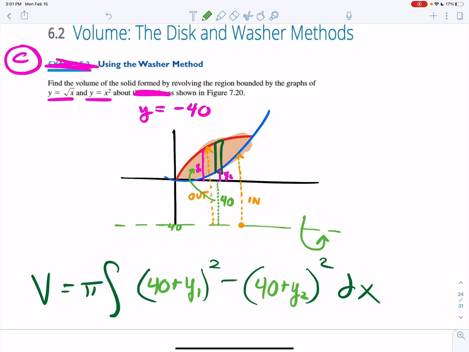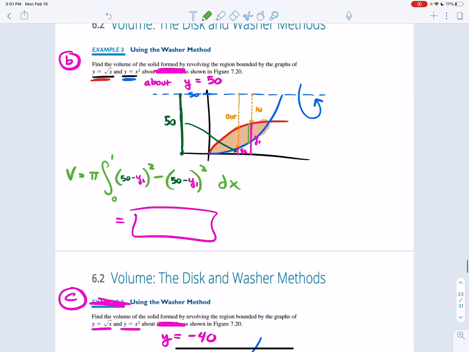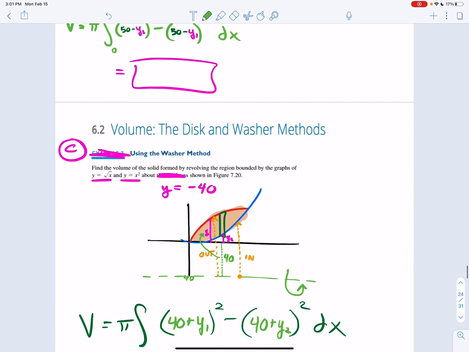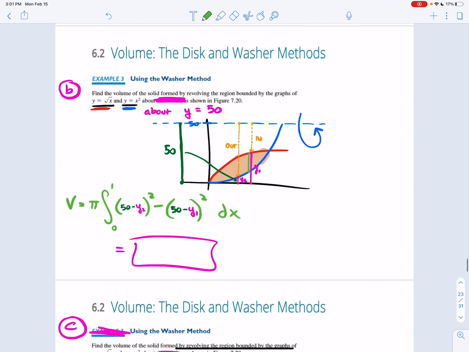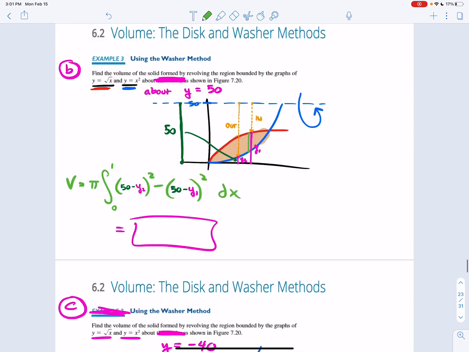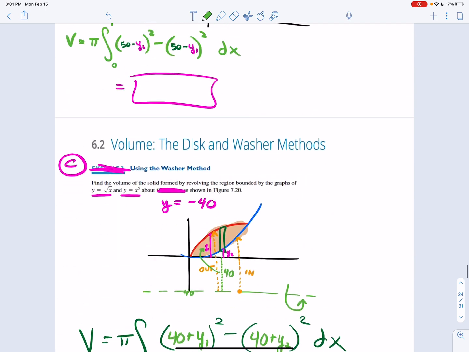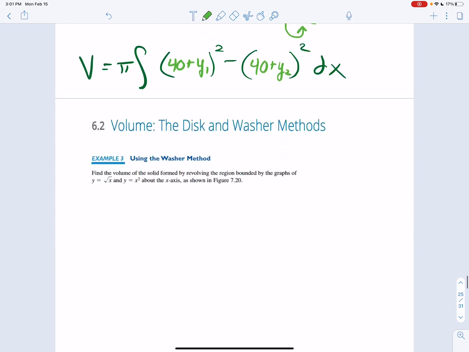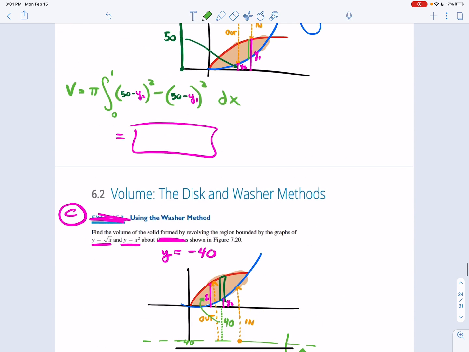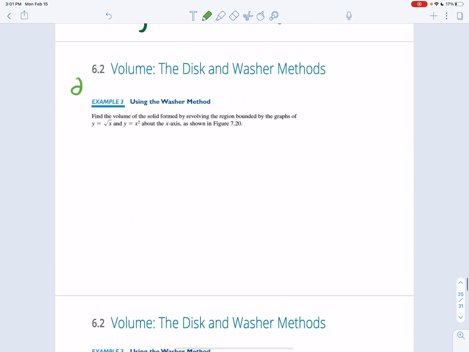And that's it. So notice how in that last one, it was 50 minus, right? This one here is 40 plus. So you kind of have to think about it. And notice how the outside and the inside are very different depending on where you rotate. Okay? Here's part D.